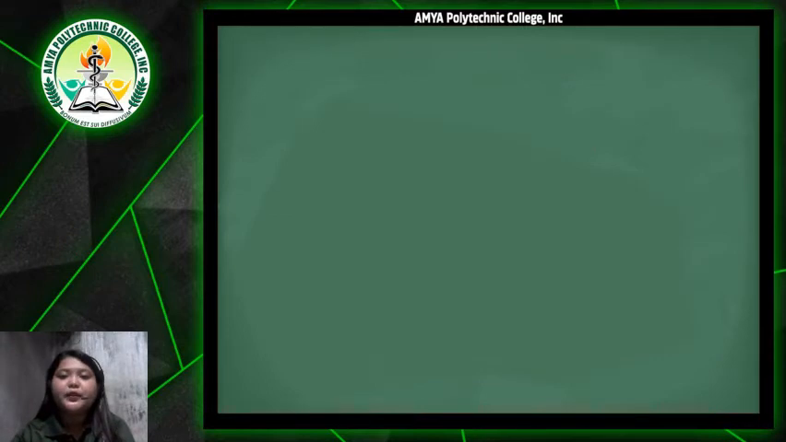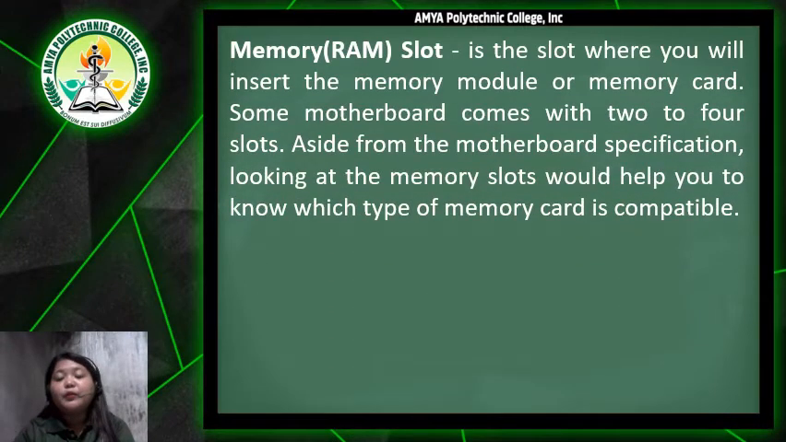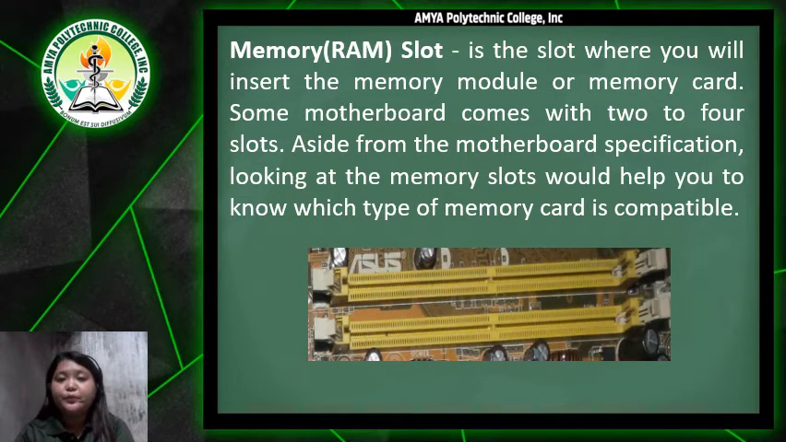When you say memory or memory RAM slot, it is the slot where you will insert the memory module or memory card. Some motherboards come with 2 to 4 slots aside from the motherboard specification. Looking at the memory slots would help you to know which type of memory card is compatible. And this is an example of a memory RAM slot.